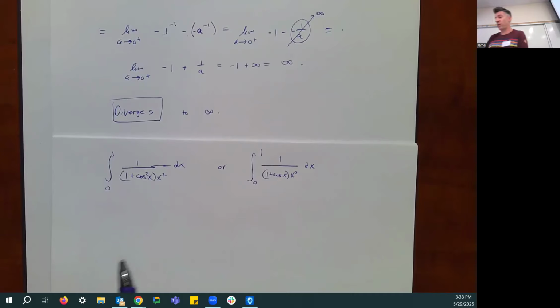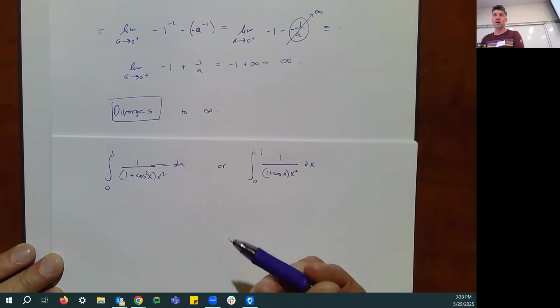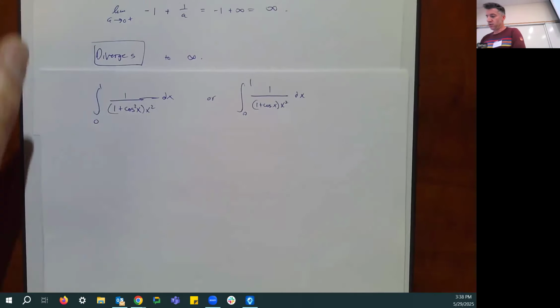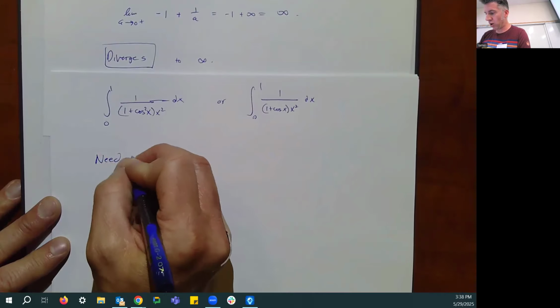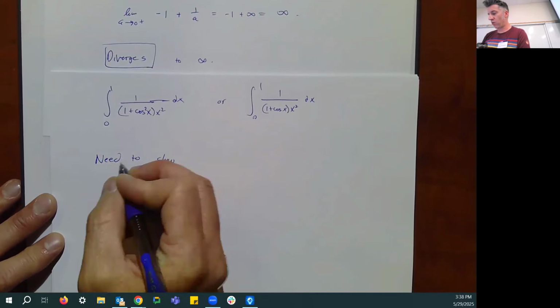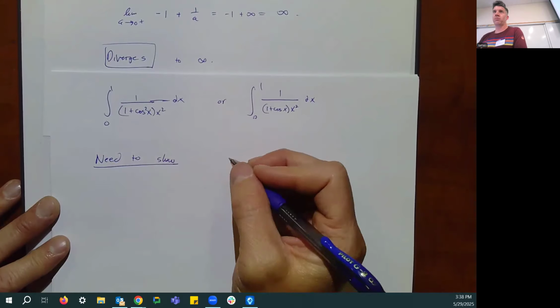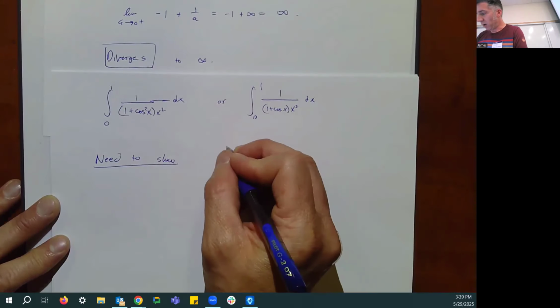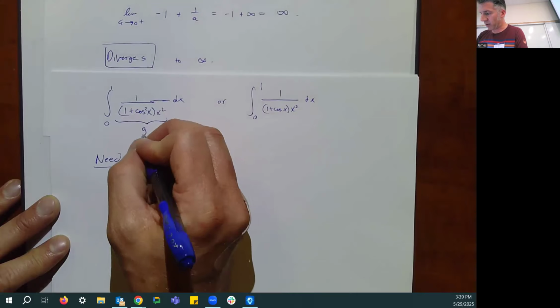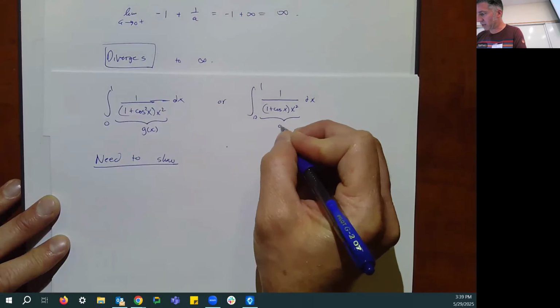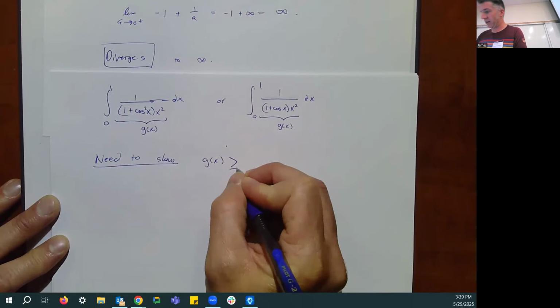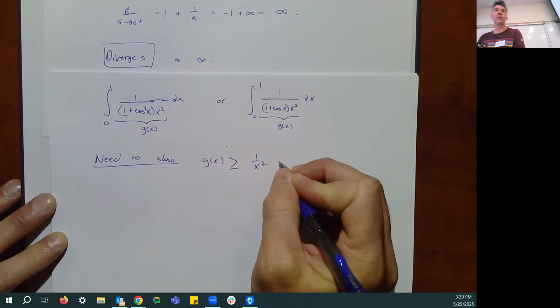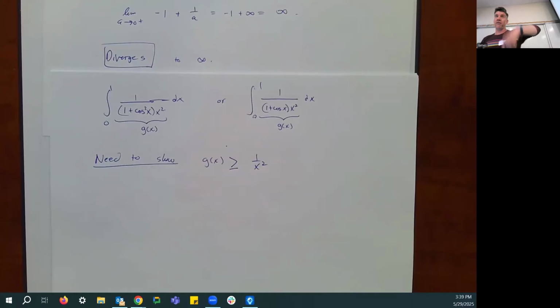So there's no way we could even think about considering this as being convergent. So here's what we need. To show something is divergent by comparison, we need to show that the function that we're trying to integrate, let's just call this g of x for the moment, whatever g of x happens to be, is bigger than 1 over x squared. Because if your function is supposed to be divergent, it has to be bigger than some other divergent function.